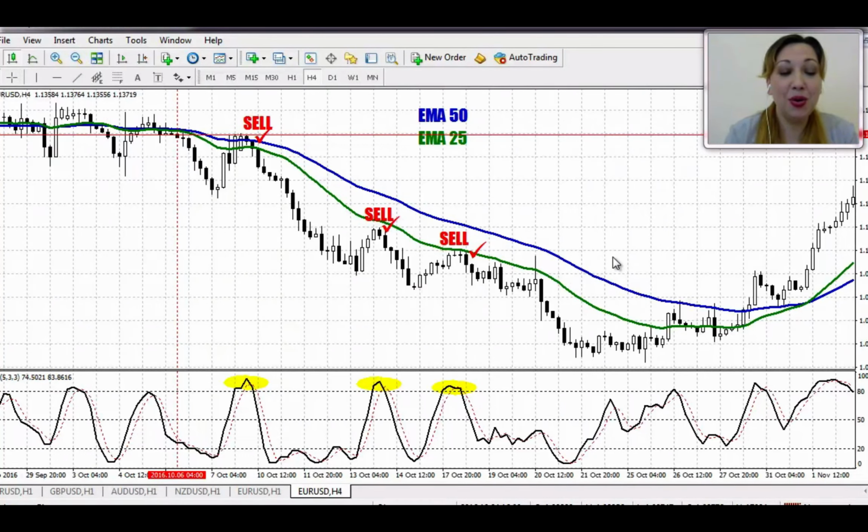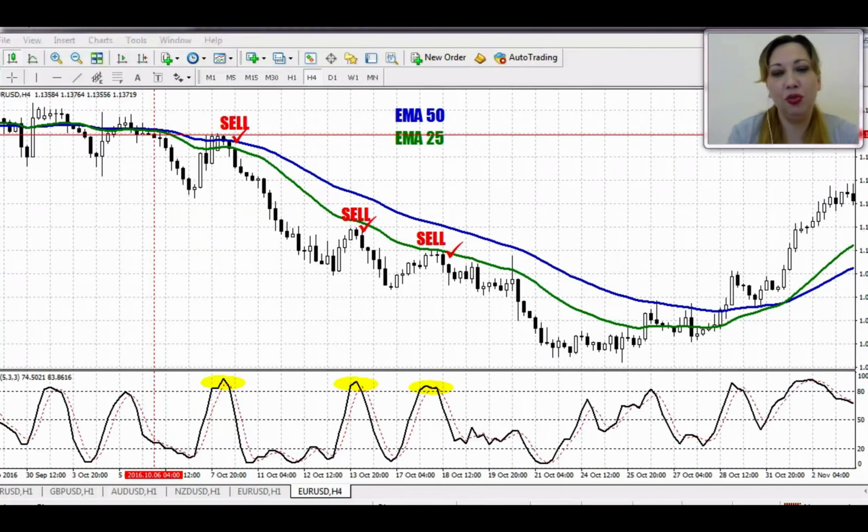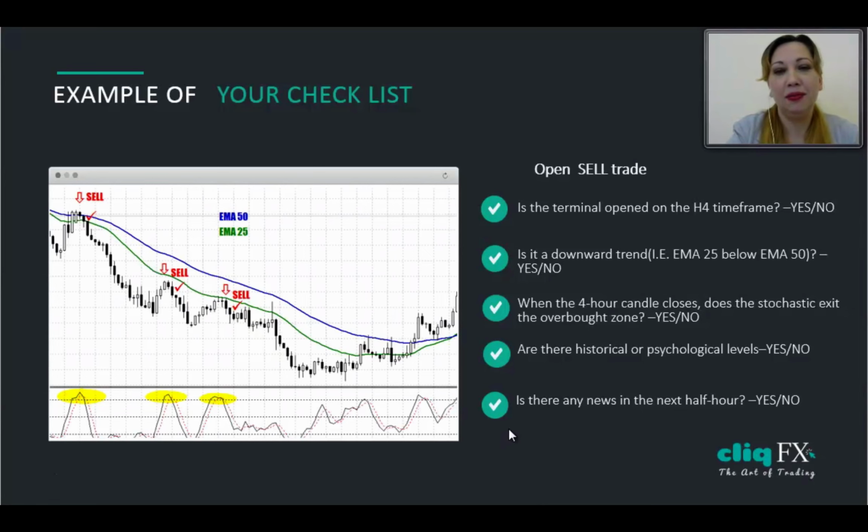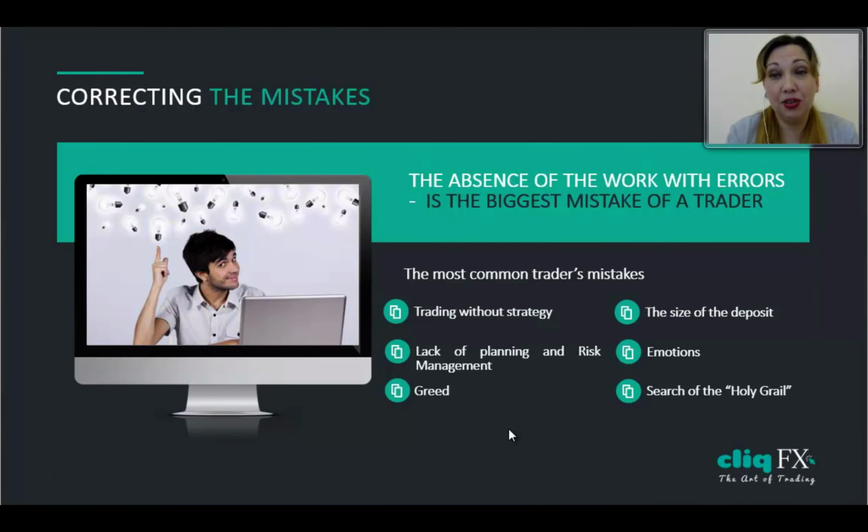Now we are going to talk about correcting mistakes. It's also a very important part. And actually the absence of work with errors is the biggest mistake of all traders. As they say, we learn from mistakes. But in Forex, there are some critical mistakes that can be crucial. Such errors during trading cannot be corrected, but still you can avoid them. So this is what we are going to talk about.